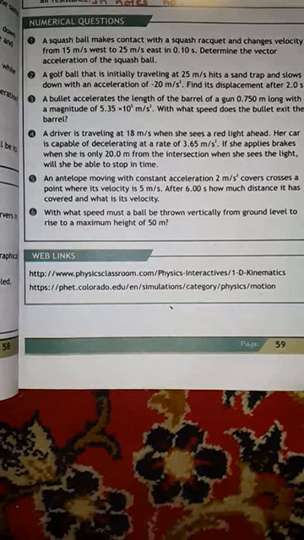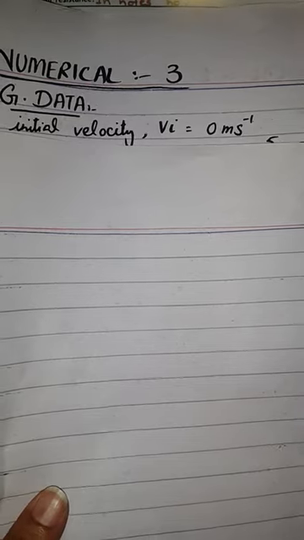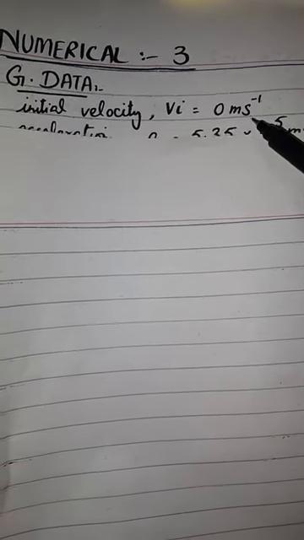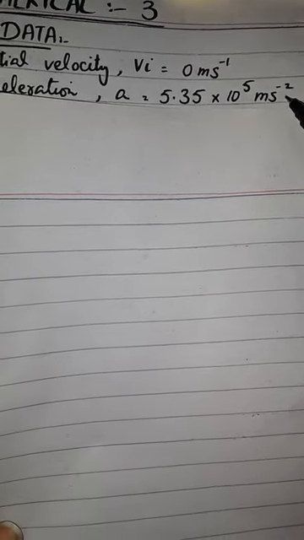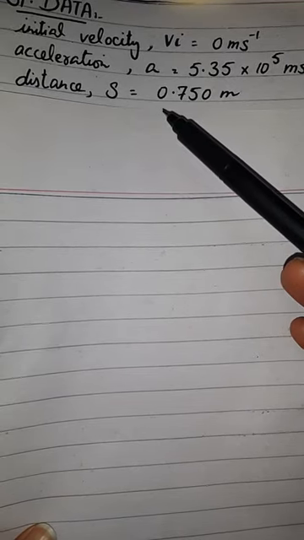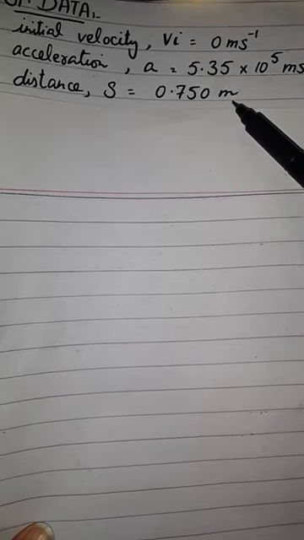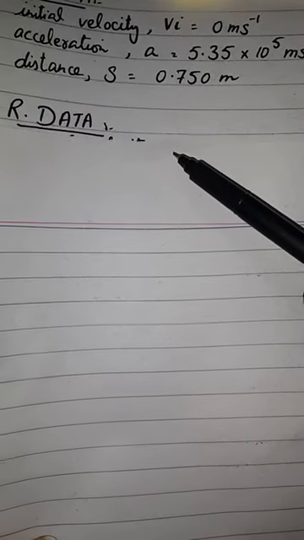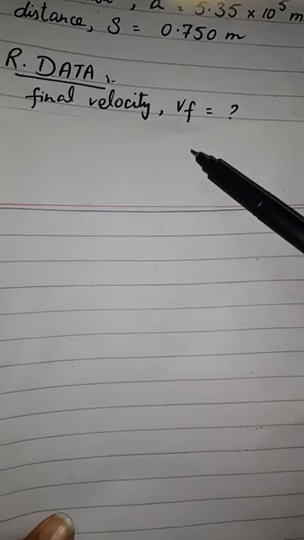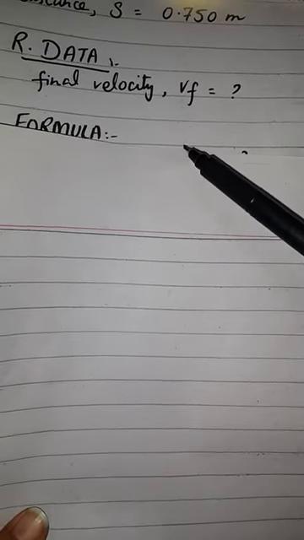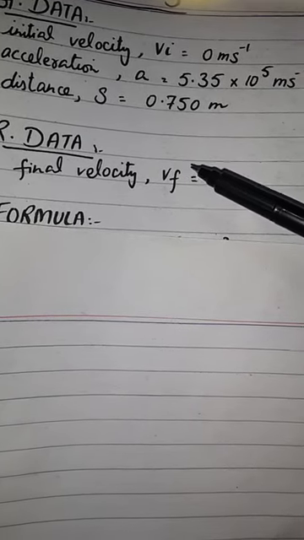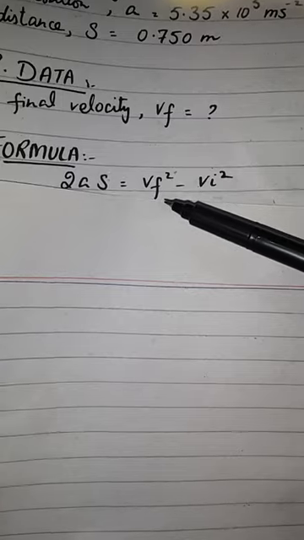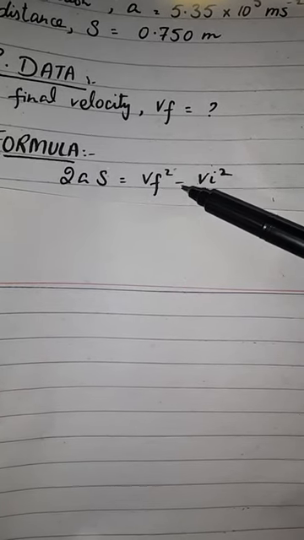So our given data will be: initial velocity is given in the question as 0 meter per second, the acceleration is 5.35 into 10 raised to power 5 meter per second square, and the distance S is 0.750 meter. Now we will find the final velocity Vf, our required data. For Vi, A, S and Vf, we can write the formula of the third equation of motion, 2aS equals Vf square minus Vi square.